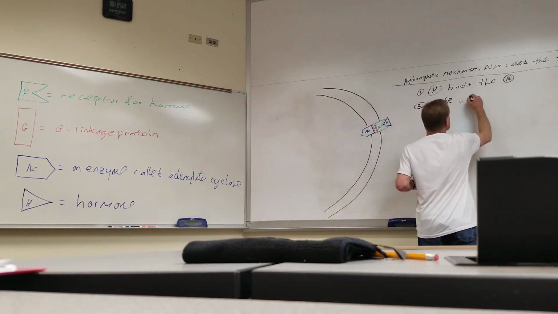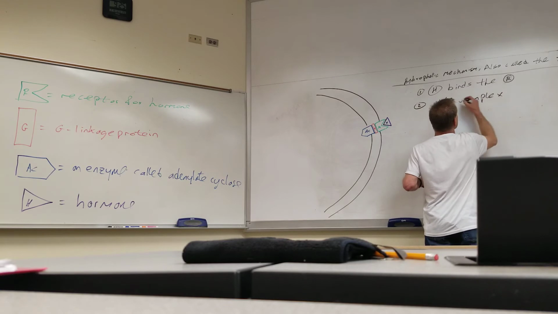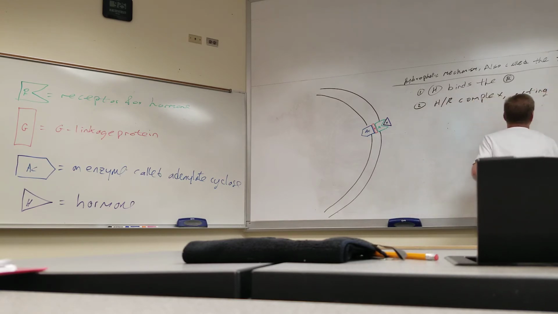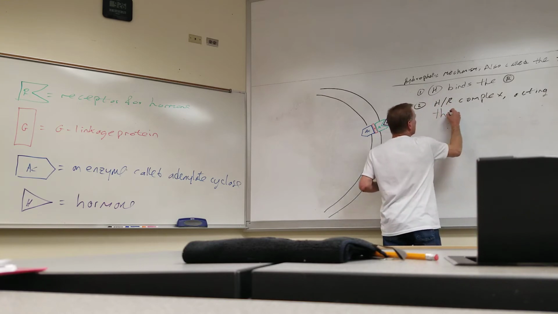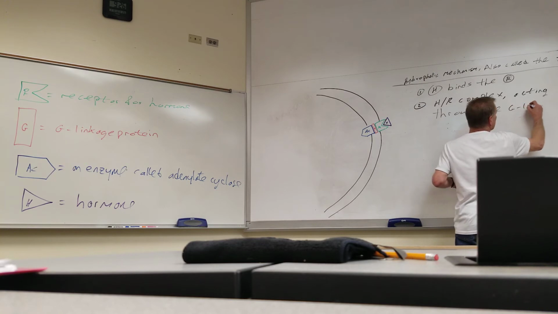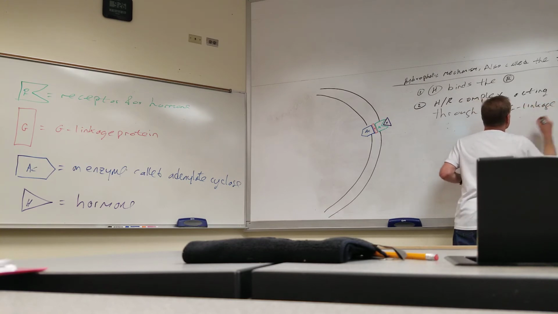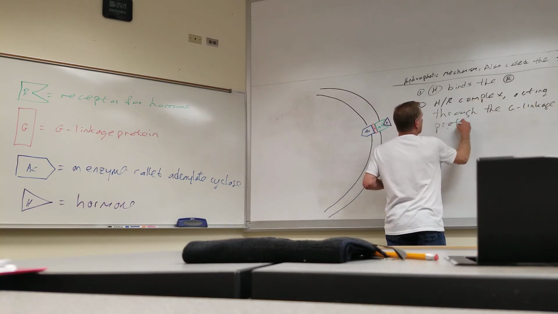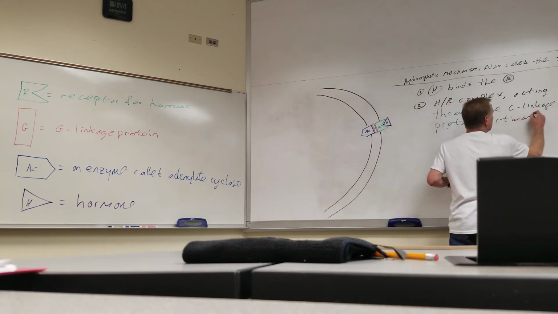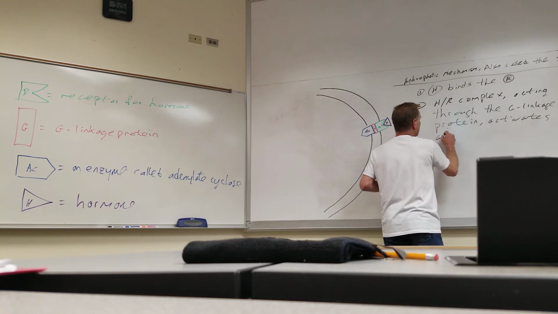Now the hormone receptor complex, acting through the G linkage protein, activates adenylate cyclase.